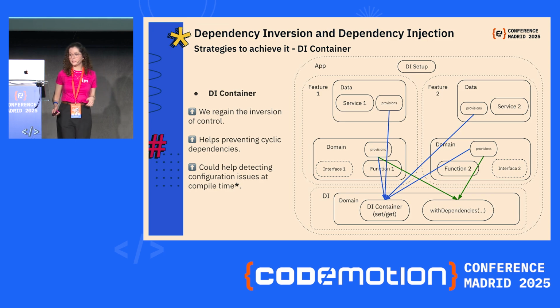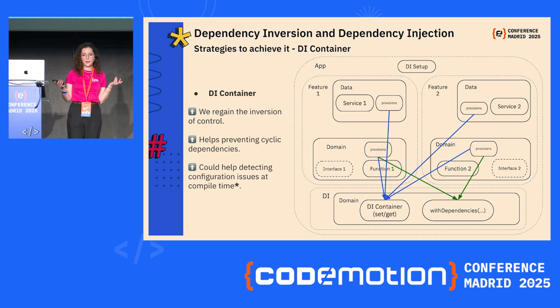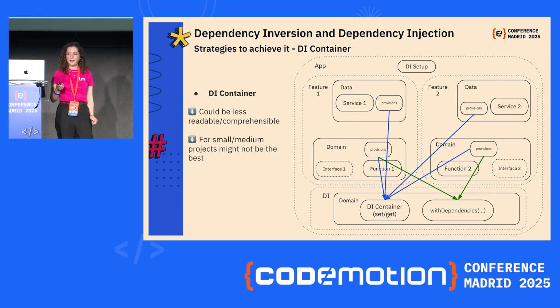So this is great, because we managed to regain the inversion of control. We're good preachers again. And this could help you to prevent dependency cycles and cyclic dependencies, which is really bad and really nightmarish. And it could help you to detect configuration issues at compile time. If you have used Angular, you might have noticed this is already built in. But sadly, we are not using Angular. We have a mobile app, so we needed to figure it out on our own. The bad thing about this is that maybe it's too much if you have a small or medium project. Maybe you don't need it. So really take this into consideration and adapt it to your project's needs.